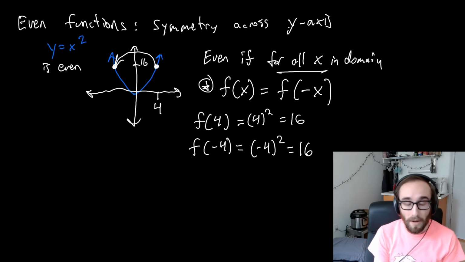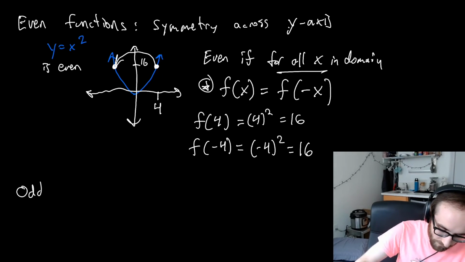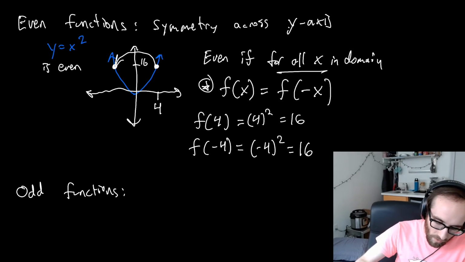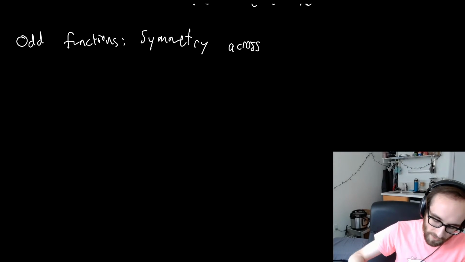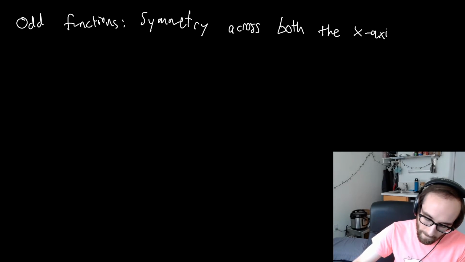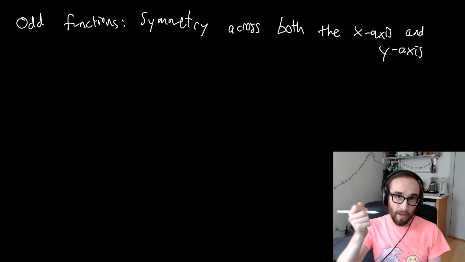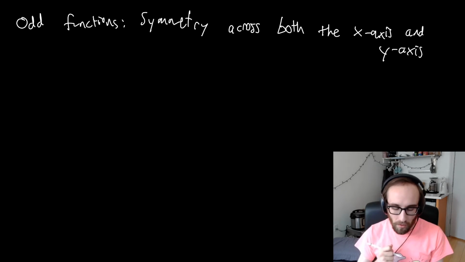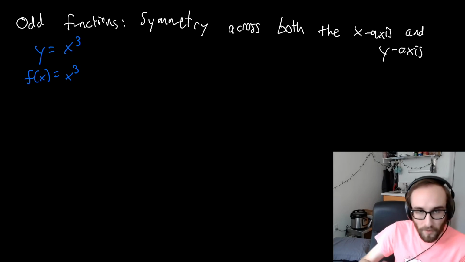Odd functions are kind of like even functions, but there's one more step with the symmetry. Odd functions have symmetry across both the x-axis and y-axis. So both axes it has symmetry, which means we have to flip it twice and see if it matches up. An example of an odd function would be y equals x cubed, or f of x equals x cubed. We use function notation.